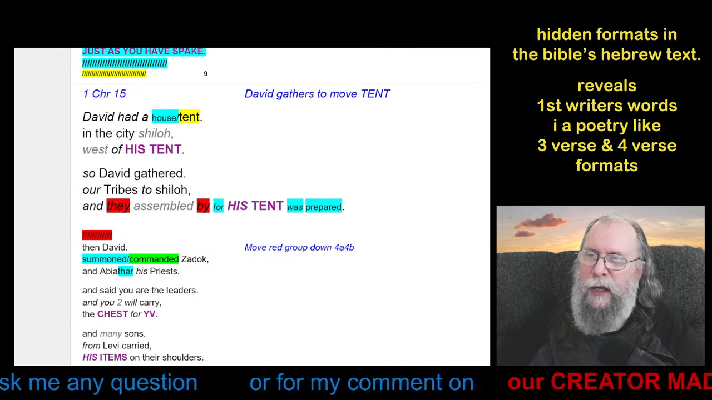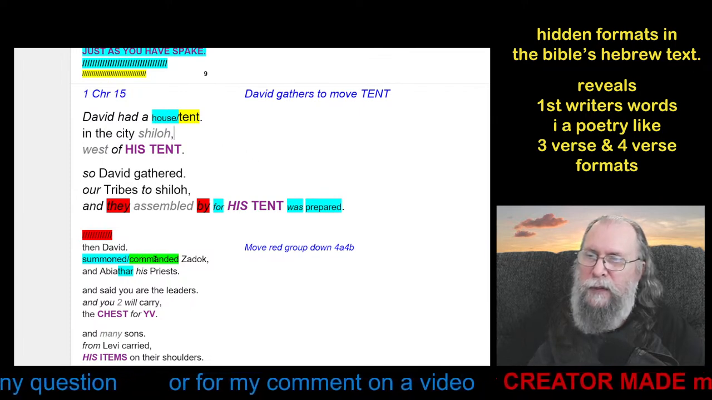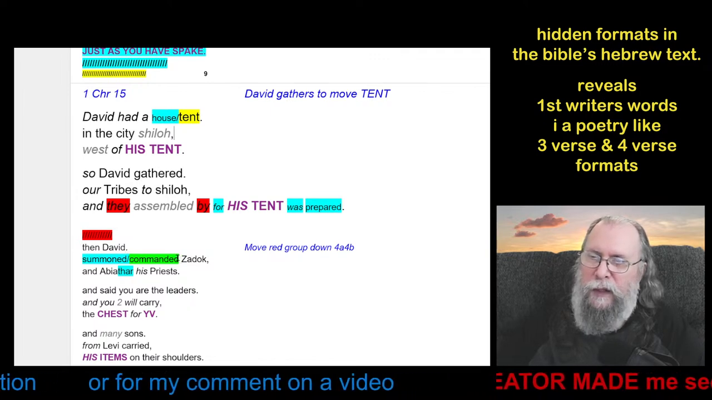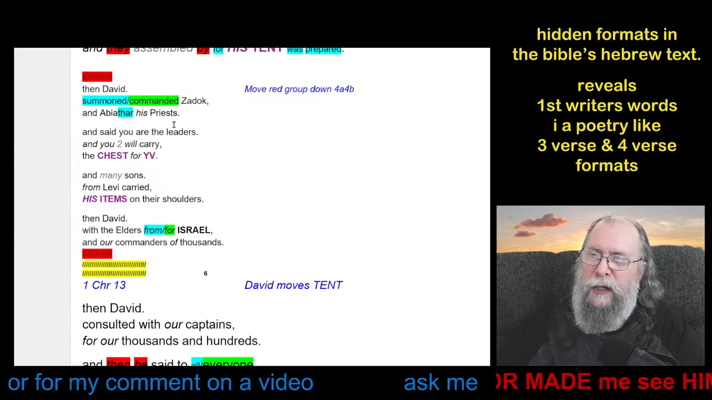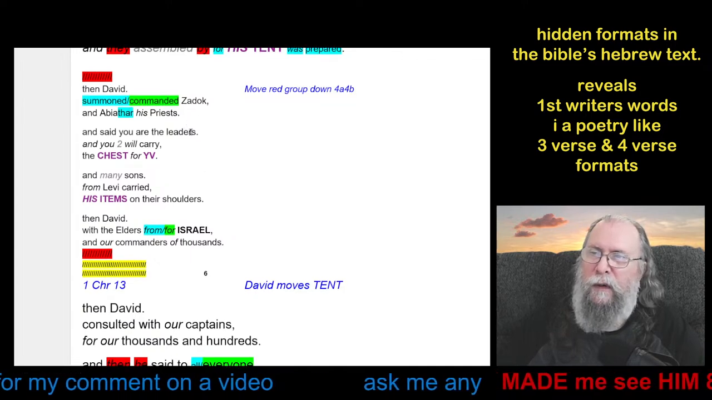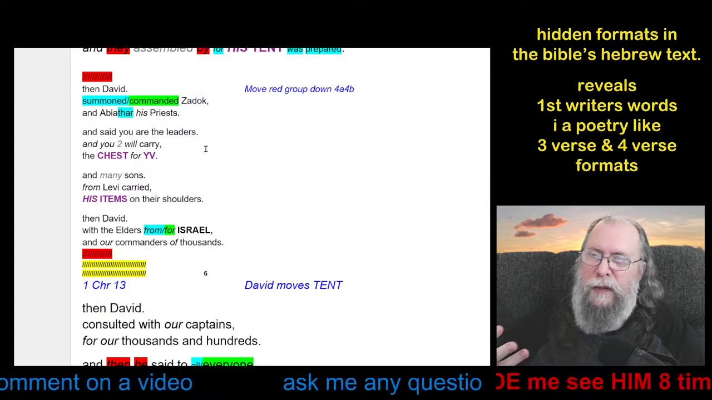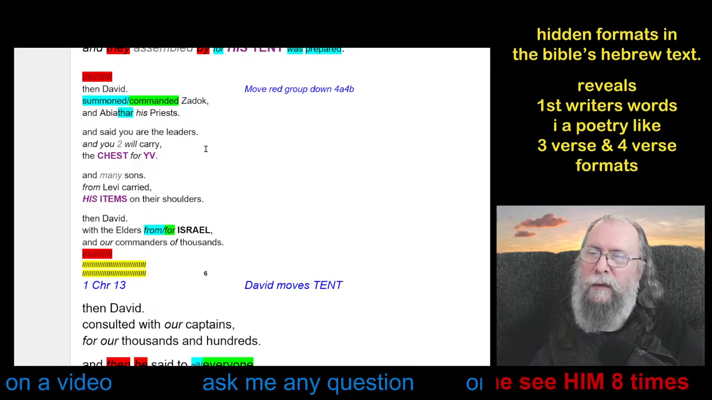Too many words here, got down to what's needed only. David summoned, commanded. I think he commanded that because he's going to set up the priests for carrying things for the tent. And I moved this group around.